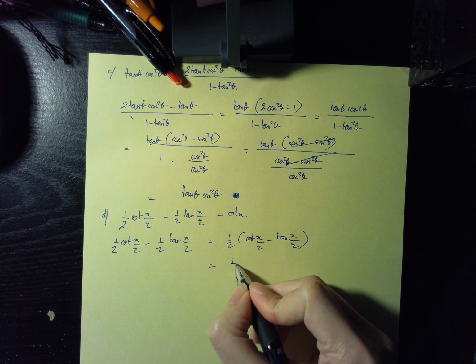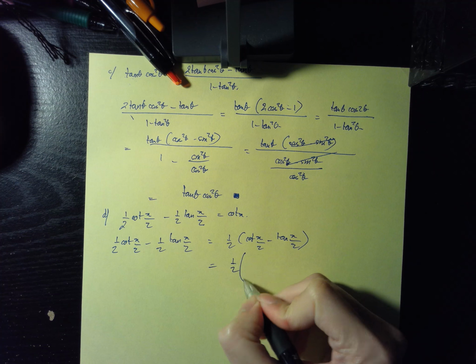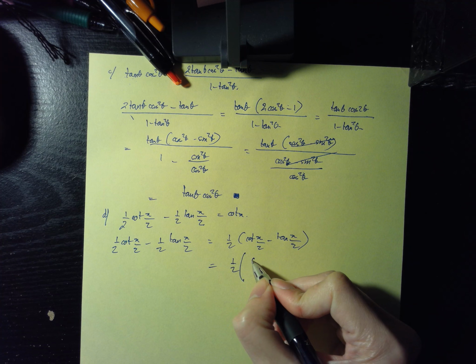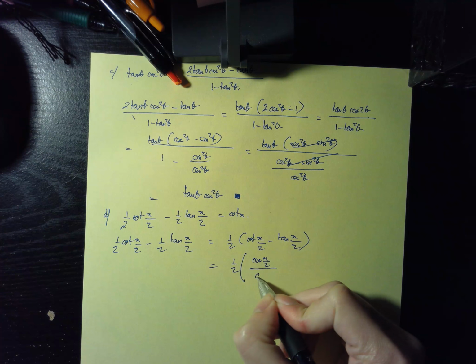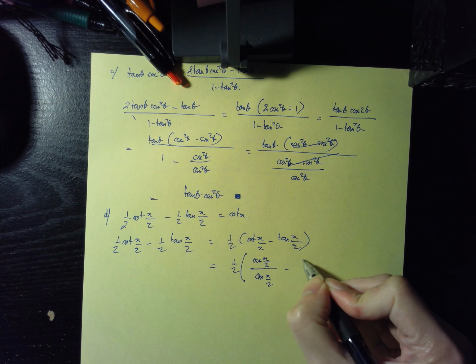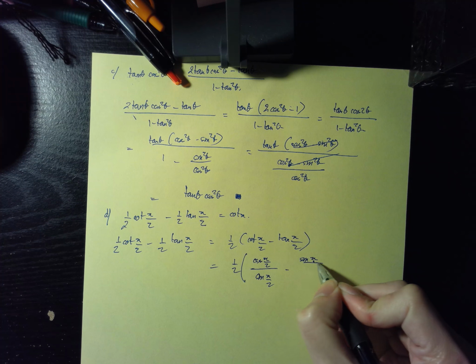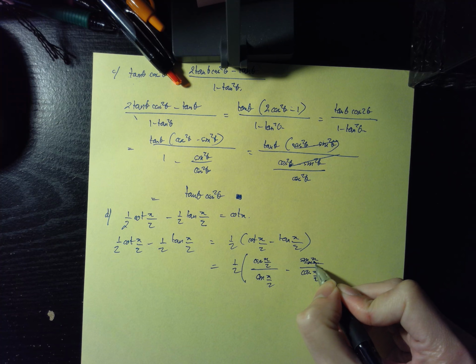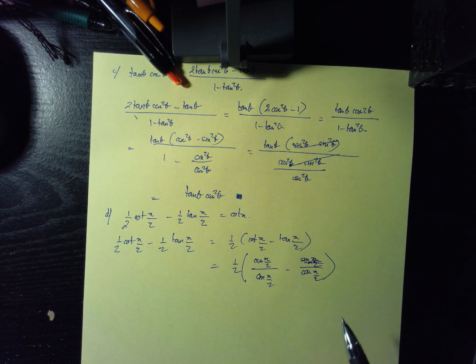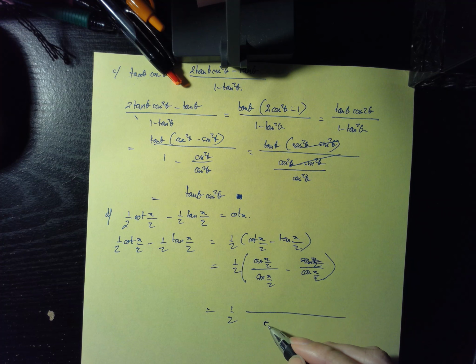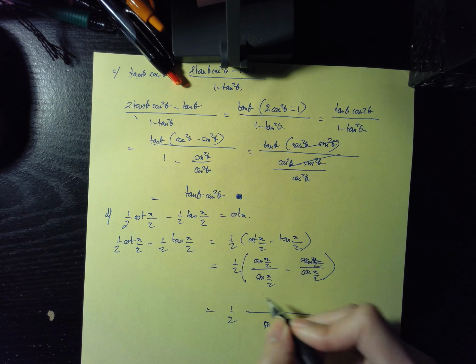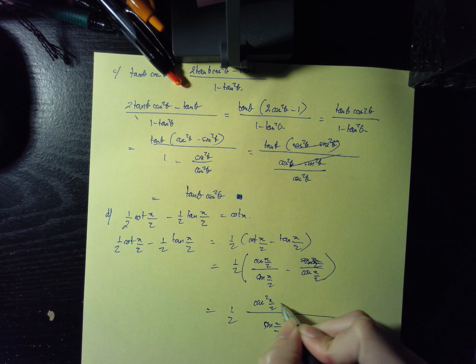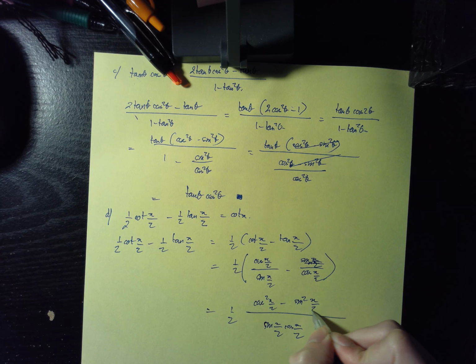So we can change it to cotangent, which is cosine x over 2 over sine x over 2, right? And tangent will be just sine x over 2 over cosine x over 2, right? Okay, then afterward you find the LCD. So you find the LCD, so you have the bottom sine x over 2 cosine x over 2. Then you have cosine square x over 2 minus sine square x over 2.